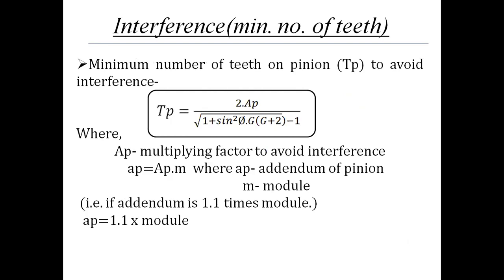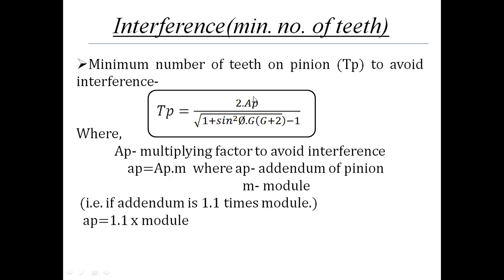Okay, now the formula for minimum number of teeth on pinion to avoid the interference is T_P, teeth on pinion, that is the minimum number of teeth, equal to 2 into capital A_P divided by the square root of 1 plus sine squared phi into G into (G plus 2). Up to here that term is under the root, and minus 1 is outside the root.